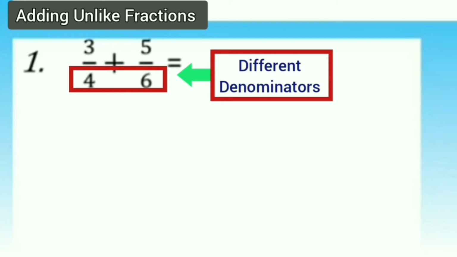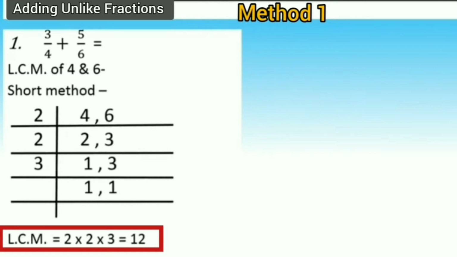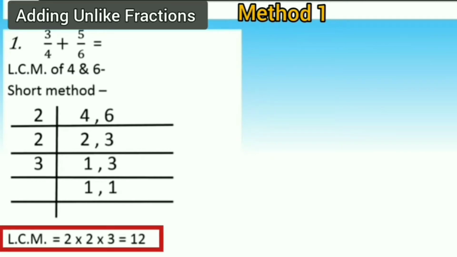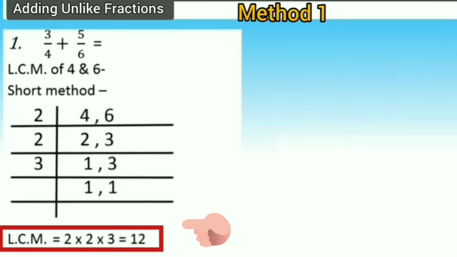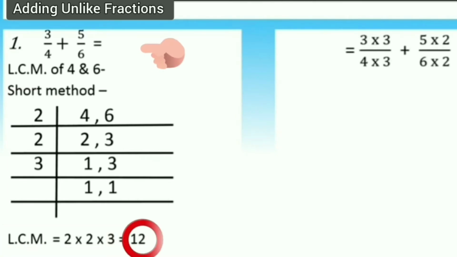First method, we will take the LCM of both the denominators 4 and 6. LCM of 4 and 6 is 12. Now we know that the common denominator for both these fractions is 12. So let us find out how we can make these fractions' denominators 12. Before doing that, remember one thing. Whatever number you multiply to get the denominator 12, the same number you have to multiply with the numerator too.